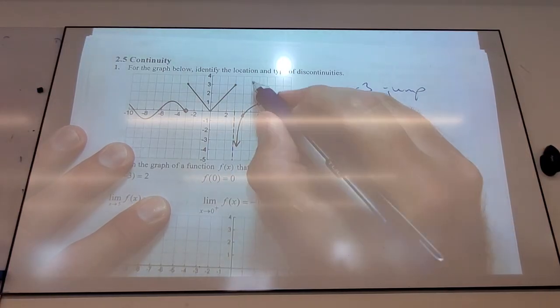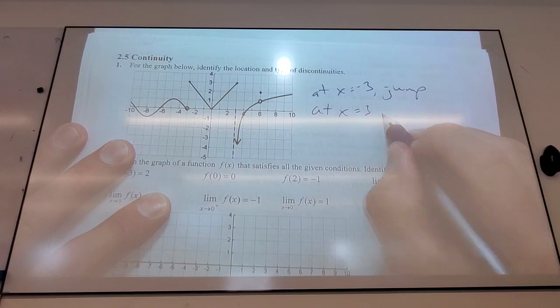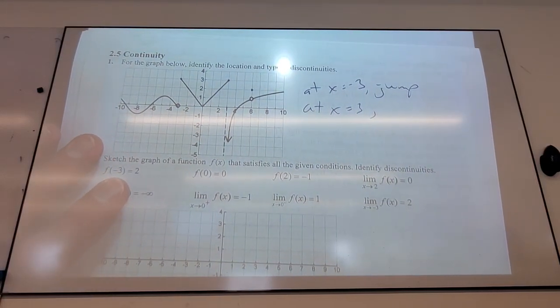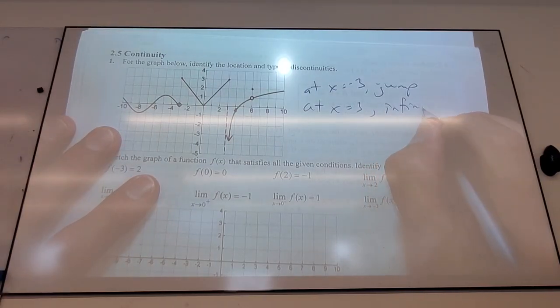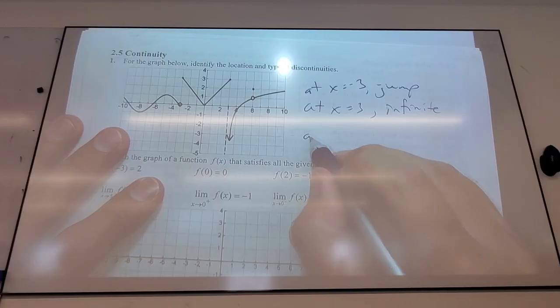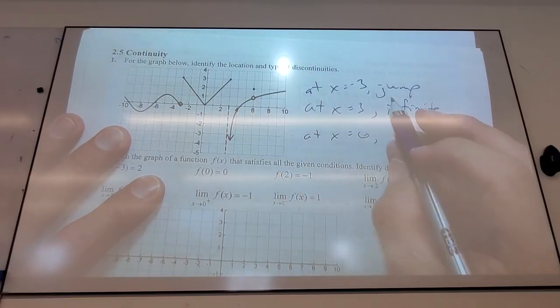What about at 3? This is where there could be some disagreement. Good. Infinite always trumps jump. So this would be infinite. And then what's the other one? 6. What kind of discontinuity is that? Removable. Good.